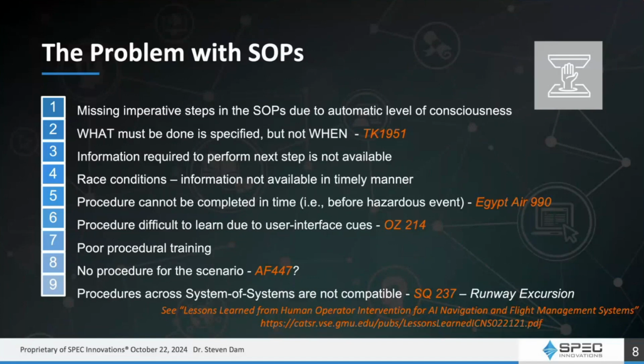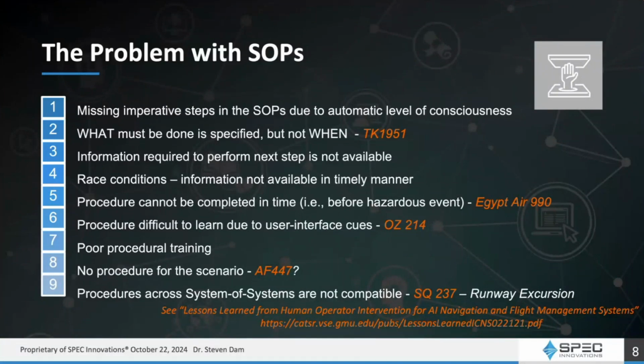So again, information required to perform the next step is not available. That's not race conditions. Information not available in a timely manner. That's basically a very common problem, right? Because if you're not really tracking these things very carefully, even and particularly with the software, you can create race conditions in the software that's trying to help you through this process, and that can be a problem too. Procedures cannot be included in time. Of course, that's always a big one.